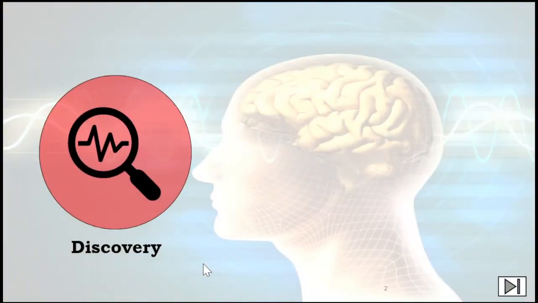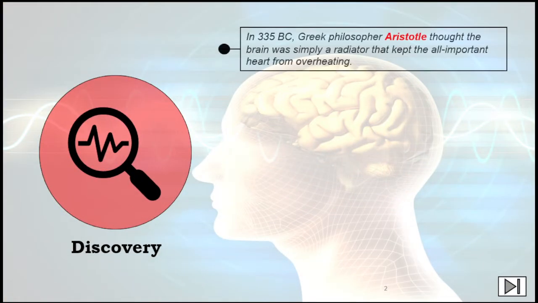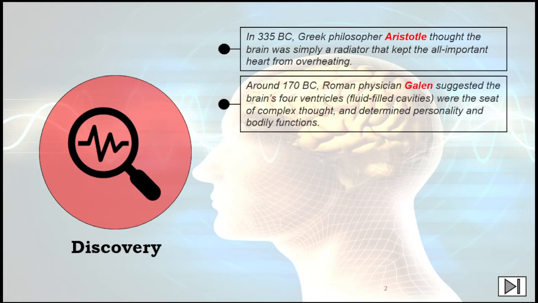Let us first talk about the discovery of the brain. In 335 BC, Greek philosopher Aristotle thought that the brain was simply a radiator that kept the all important heart from overheating. Around 170 BC, Roman physician Galen suggested that the brain, four ventricles, fluid-filled cavities were the seat of complex thought and determined personality and bodily functions.